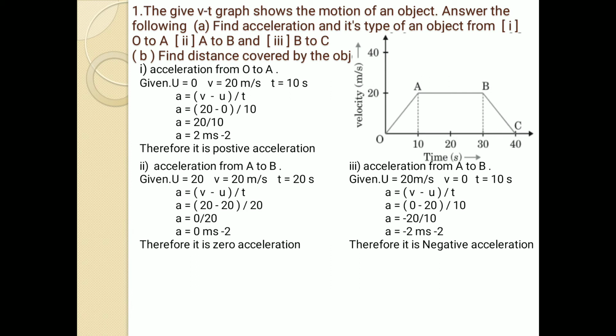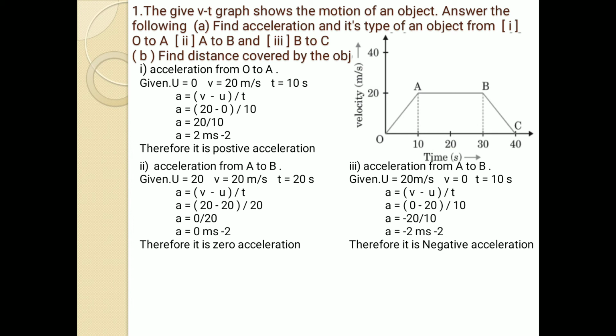Second one, acceleration from A to B. From A to B there is no change in velocity at all. You see the x-axis from A to B, is there any change? No, there is no change at all. From A to B, velocity is constant, so v is equal to 20 meter per second and u is also 20 meter per second. Substitute the values here: a is equal to v minus u by t, so 20 minus 20 divided by 20. 20 minus 20 is 0, and 0 divided by 20 is 0 meter per second square, which means there is no acceleration at all. So we can call this zero acceleration.